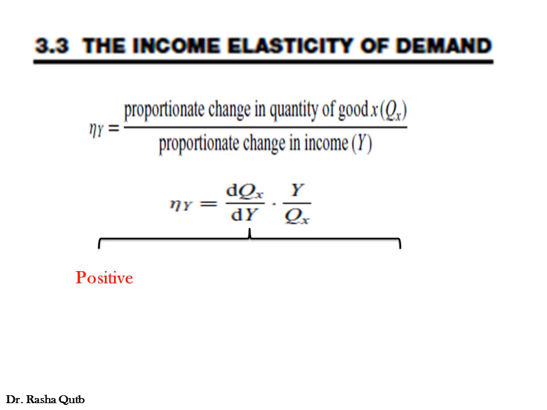The value could be positive or negative according to the type of the commodity. If it is positive, we have a normal good. If the value is positive but greater than 1, then our product is a luxury. And if the value of income elasticity of demand is positive but less than 1, then the product is a necessity. On the other side, if the value of income elasticity of demand is negative, we have an inferior good.